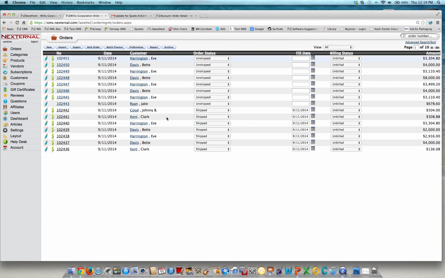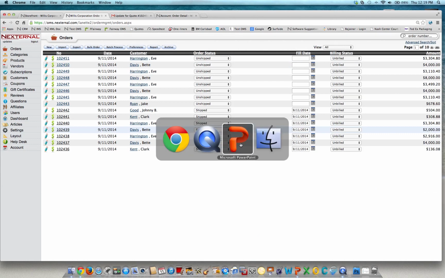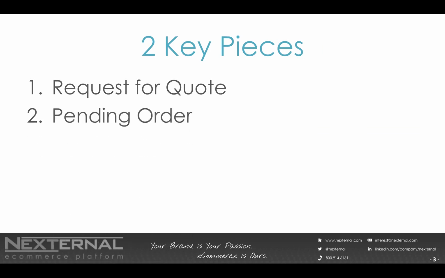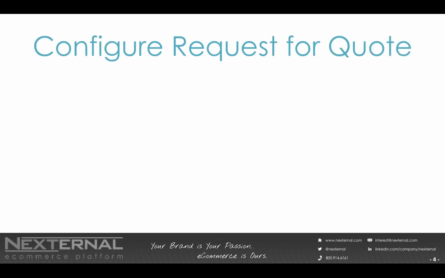So now let's talk about how this whole thing works. What is the setup like? Okay, you may have noticed that there are two key components to this quoting feature. One of them is the request for quote, which is a billing option. The other one is the pending order, which is an order status. It's an order preference. So these two work together to give you the whole quoting feature as we've just seen it. I'm going to show you how to set them both up, and we are just going to work with the request for quote option first.